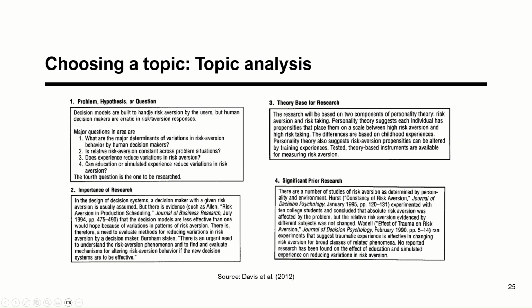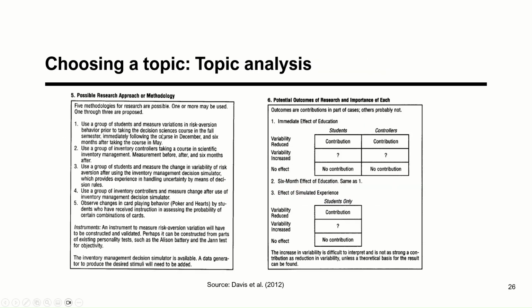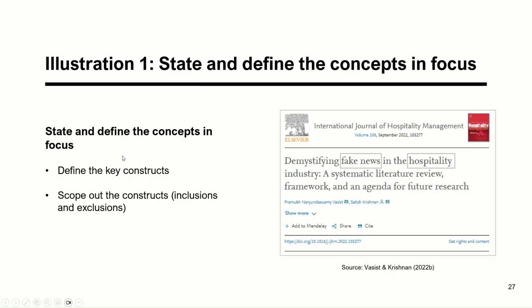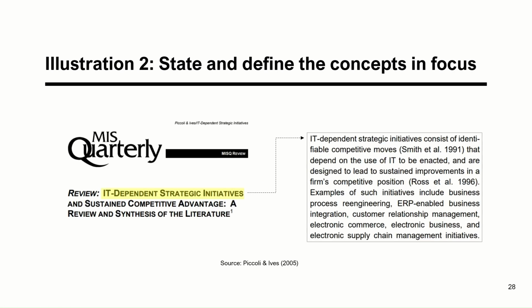Topic analysis. It's a very interesting paper, Davis et al. 2012. You can go into it and look into it in detail, in terms of how you go about choosing a particular topic. But beyond that, it's important that you even define the concepts that are in focus. Now, in this article, the key concepts are fake news and hospitality. It's important that you define fake news and also scope out what is included and excluded as part of the hospitality industry that you're looking at fake news in. So that's essential for you to call out.